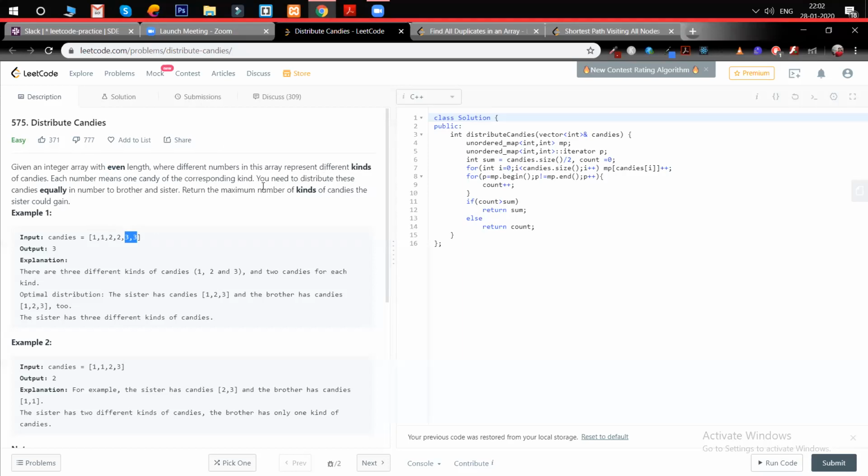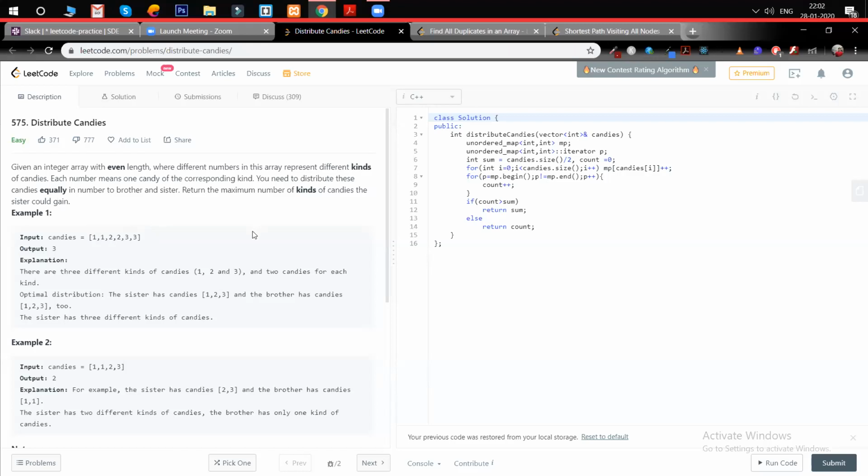So what we have to do is distribute these candies equally in number to brother and sister. Like in this case, if we have six candies, then we have to distribute these six candies, three to the brother and three to the sister. And we have to return the maximum number of different kinds of candies that the sister could gain.